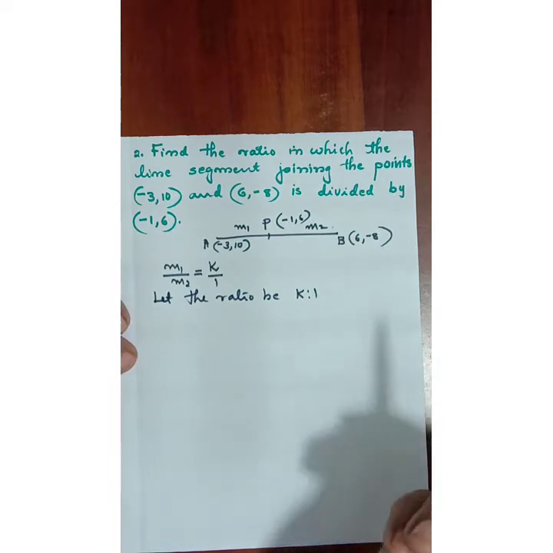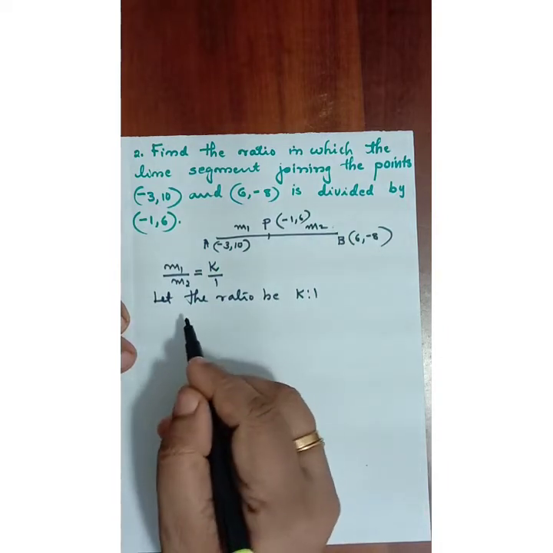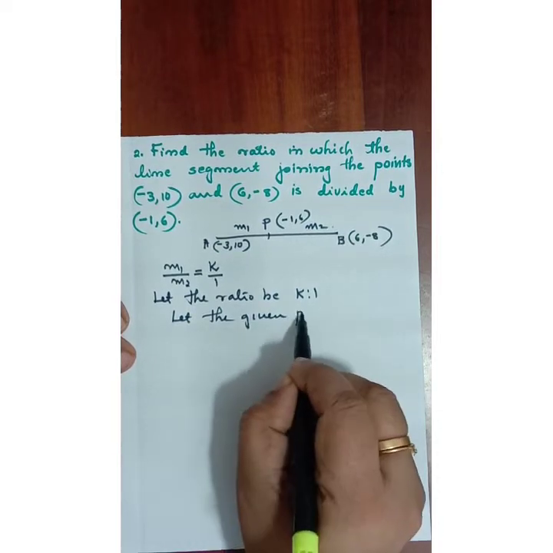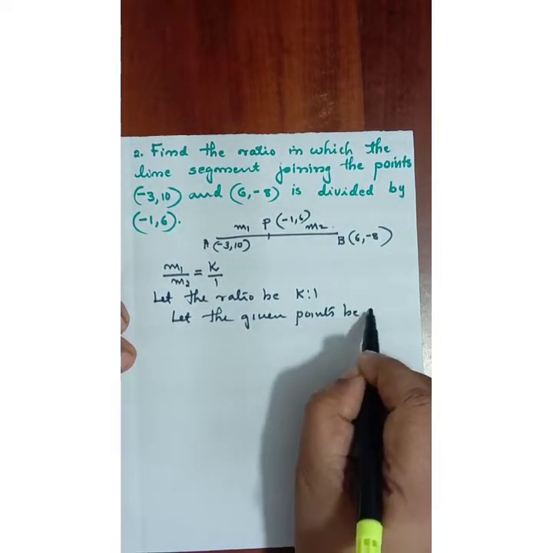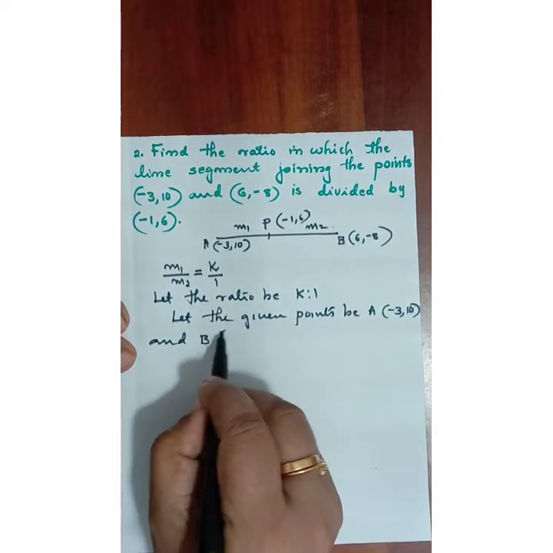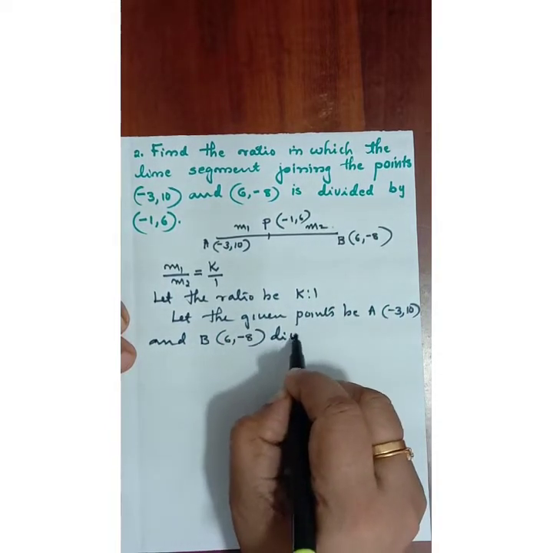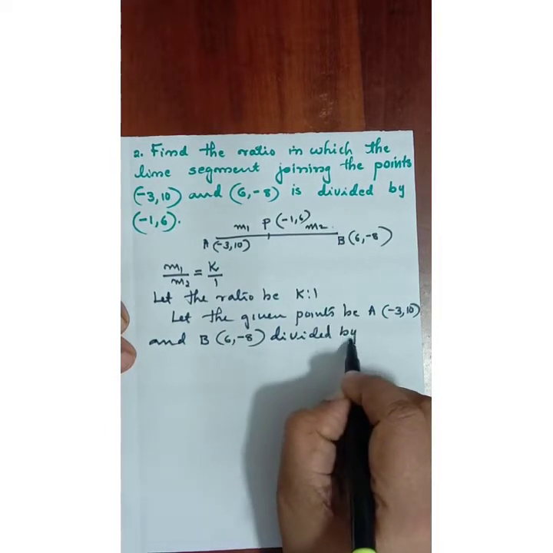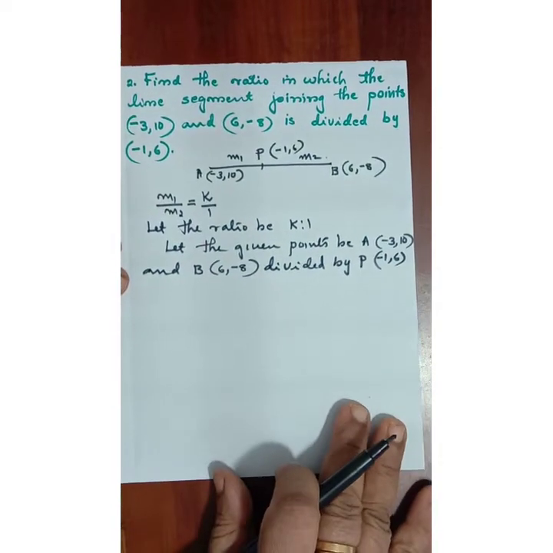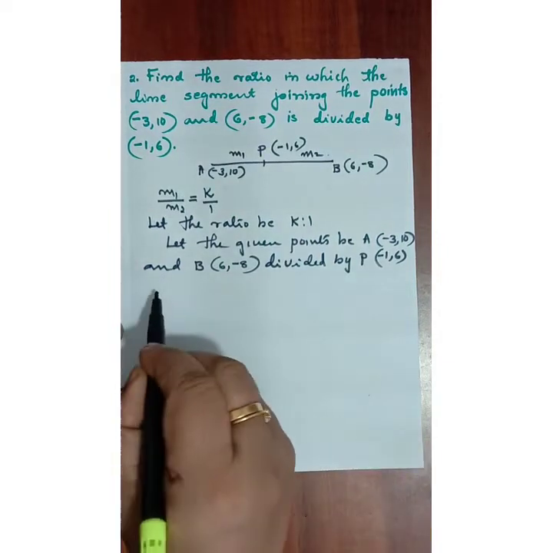Now let the given points be. Here points are given to us. They haven't marked it as A or B, so we are going to introduce it. Let the given points be A negative 3, 10 and B 6, negative 8, divided by we can give the point as P negative 1, 6. Now we can substitute in the section formula. For finding out ratio, section formula is better. So let us have the section formula.